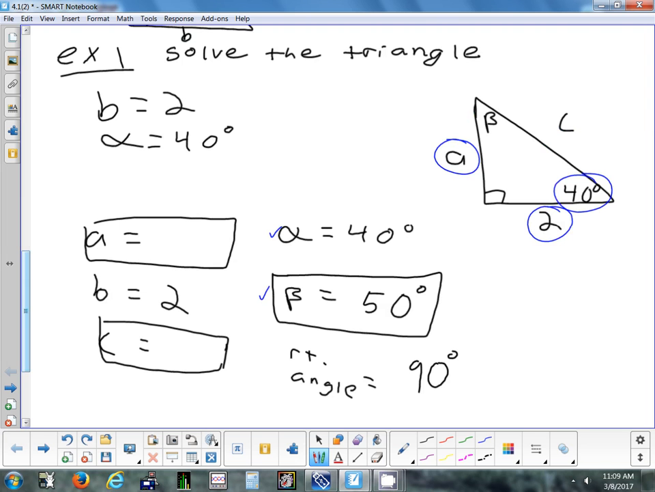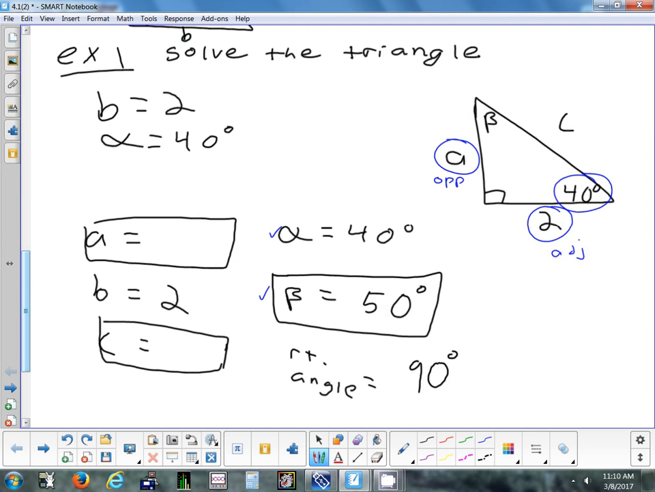Relative to the 40 degrees, what is the name of side A? Your choices are opposite, adjacent, or hypotenuse. It's one of those three. This is opposite. And what about the side that's 2 units? What would be the name of that one? That's adjacent. So I'm working with the opposite and adjacent sides.